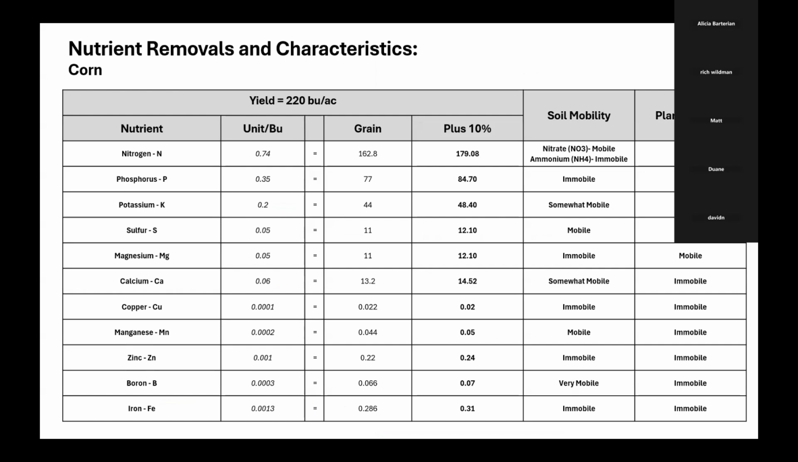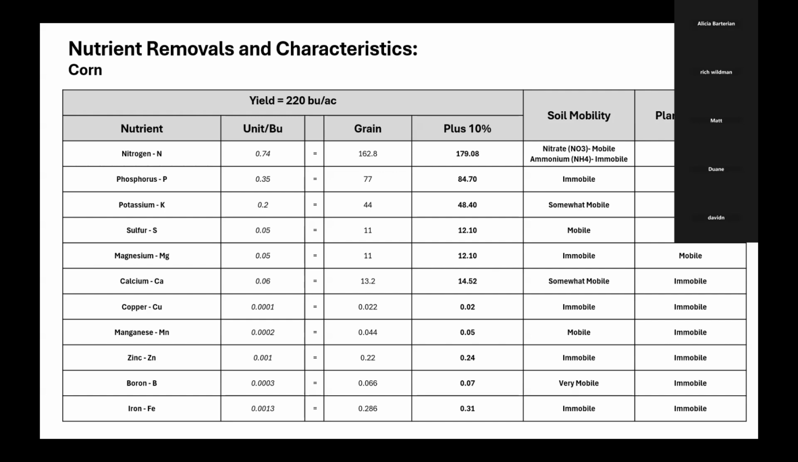So now, since we know where our pHs need to be, we need to understand this table, and we need to understand it pretty well. This is a nutrient removal and characteristic chart for 220 bushel corn. I felt that was a pretty fair average to use for our area. I'm just going to walk you through this chart. The top three here, N, P, and K, we're all very familiar with. It's probably what we talk about the most. Those are our macros.